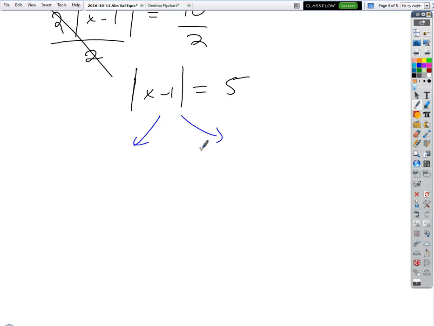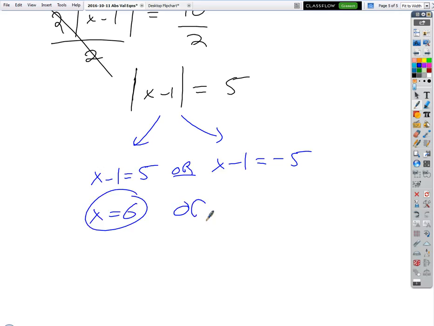What two regular non-absolute value equations do we get? Either x minus 1 equals what? 5, or x minus 1 equals negative 5. Just solve them. They're easy, right? I'm going to get two answers. If I add 1, I get either x equals 6, or what do I get on this side? Negative 5 plus 1 is negative 4. So those are my two answers.